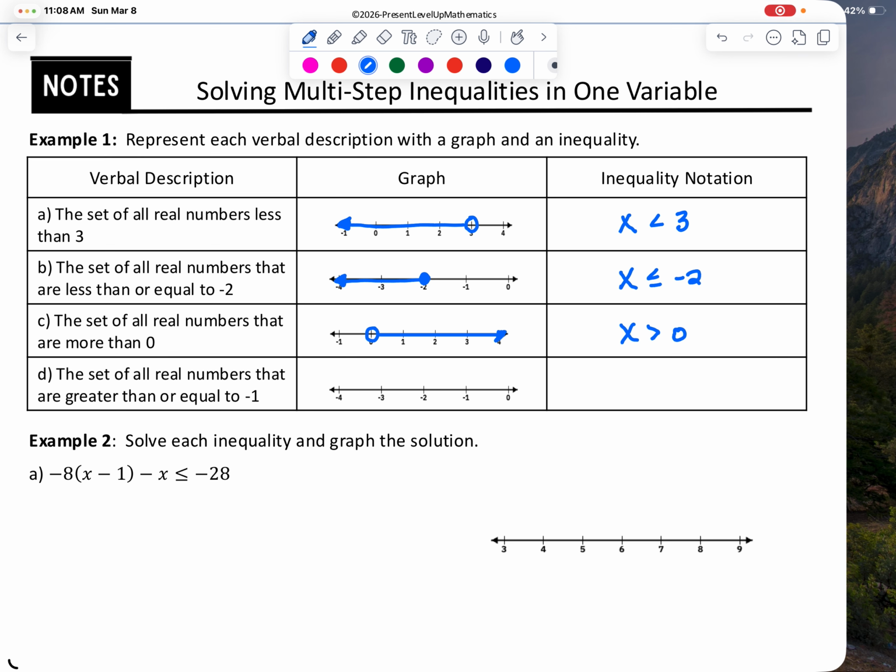All right, pause the video and try problem D on your own. All right, welcome back. So you are representing the set of all real numbers that are greater than or equal to -1. So hopefully you put a filled in circle at -1, and then hopefully you shaded all the numbers that are bigger than -1, which are going to be to the right. For your inequality notation, x is greater than or equal to -1.